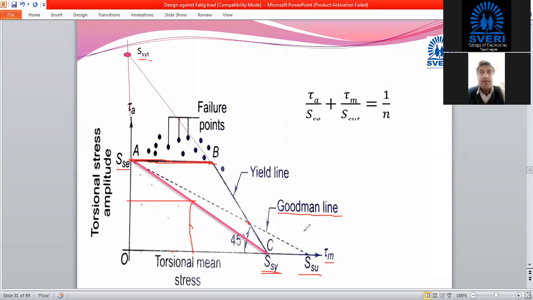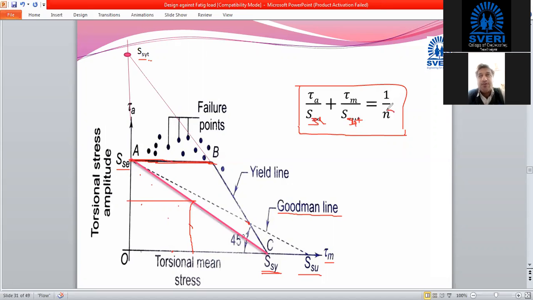Sorry for the interruption. Now here, if we want to compare all these diagrams, on the next slide we are going to compare them. But as far as shear stress is considered, when we decide the value of the factor of safety, at that time you have to take tau A, that is the alternating shear stress, divided by the shear endurance limit, plus the mean shear stress divided by the shear ultimate stress, is equal to 1 over n.